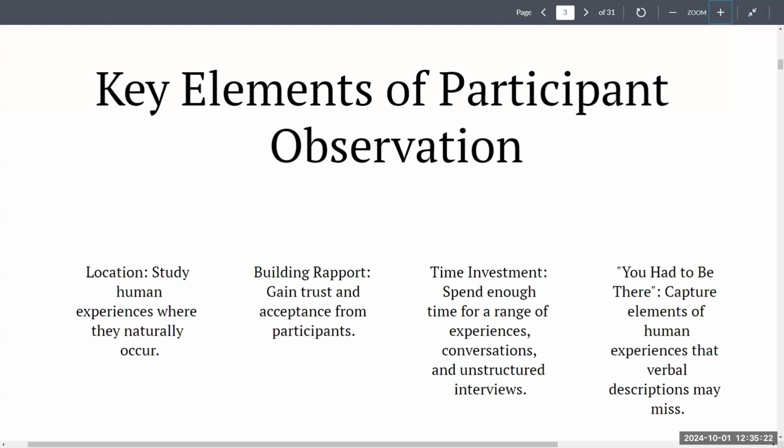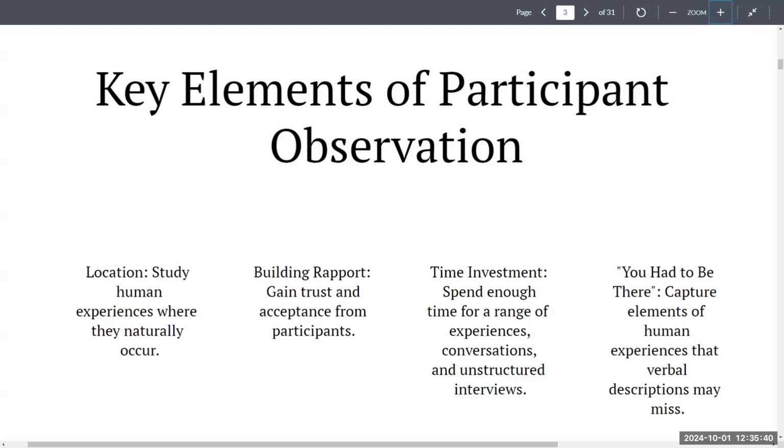In that example, you'll watch how people are navigating the aisles, how they're selecting products, how they interact with store employees, and how they react to in-store promotions. Okay, so these are all observations. The next thing that you want to do is build rapport.